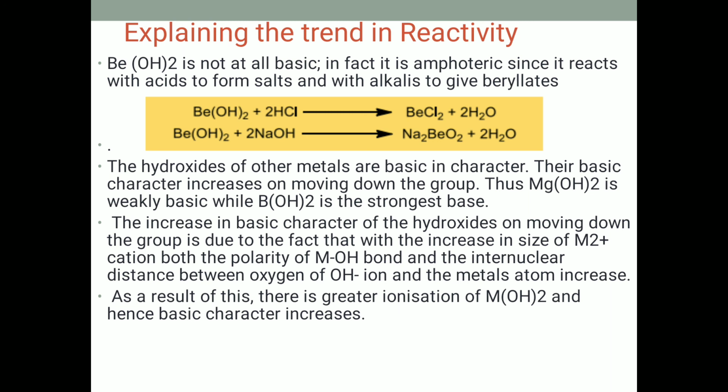The hydroxides of other metals are basic in character. Their basic character increases on moving down the group. Thus, magnesium hydroxide is weakly basic while barium hydroxide is the strongest base. The increase in basic character of hydroxide on moving down the group is due to the fact that with the increase in size of metal cation, both the polarity of the metal-hydroxide bond and the internuclear distance between oxygen of the OH minus ion and the metal atom increase. As a result of this, there is greater ionization of the hydroxide and hence basic character increases.